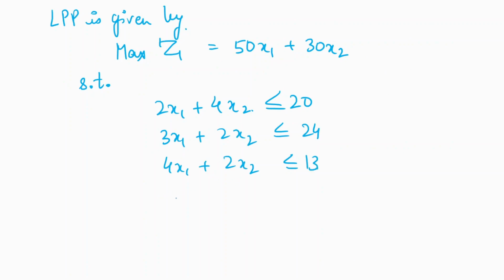And with the non-negativity constraints, x1 and x2 must be greater than or equal to 0, and obviously they are integers, and that's the non-negativity constraint. So this is how we can formulate our problem into an LPP.